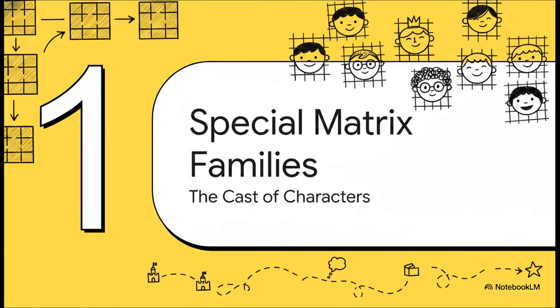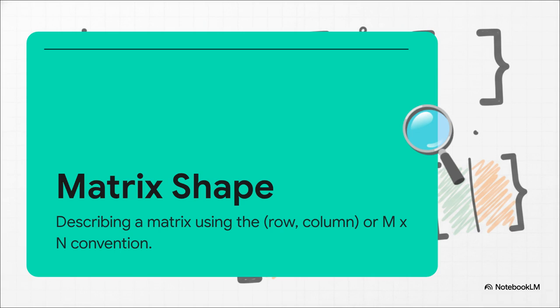Let's kick things off with Section 1, Special Matrix Families, or as I like to think of them, our cast of characters. Just like in any good story, there's a recurring cast of characters you really need to know. First things first, we gotta know their size. We usually lay this out using an m rows by n columns convention. We simply call this the matrix's shape. And this is absolutely crucial because, as we'll learn in just a minute, this shape dictates exactly how different matrices can interact with one another.